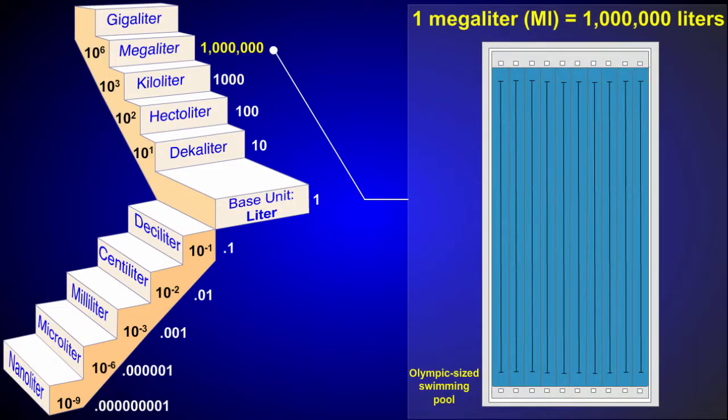Megaliters are 1,000,000 times larger than liters. A megaliter holds about as much water as an Olympic-sized swimming pool.